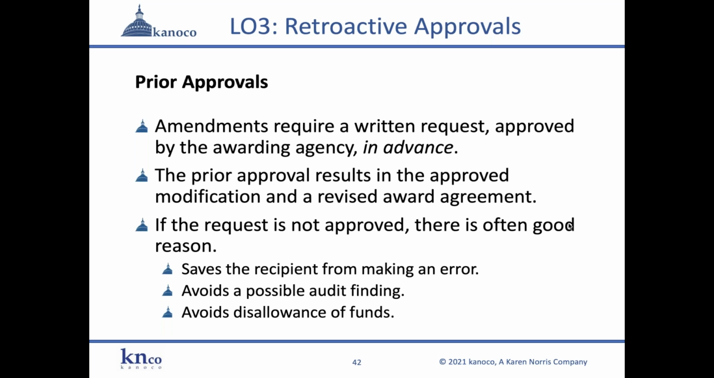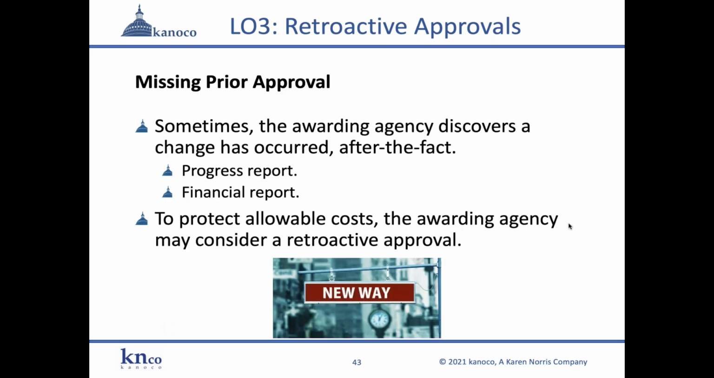So if the request is not approved, it's not a punitive reason. They're trying to save the recipient from making a mistake. It avoids a possible audit finding and it avoids a possible disallowance of funds. No, you can't do that. That's a change of scope. The auditor will catch you on it. Don't do it that way. Let me help you. Let's put our heads together and find some better method, some better strategy. So these prior approvals are really important.